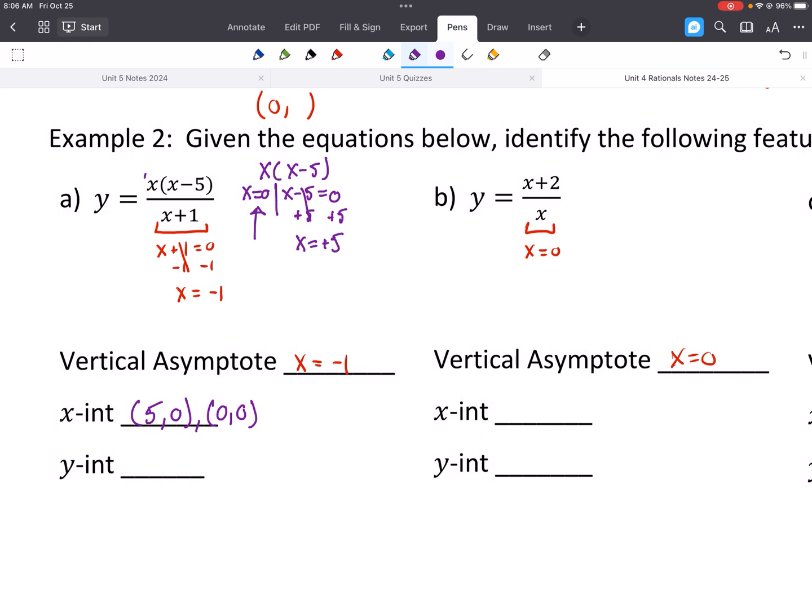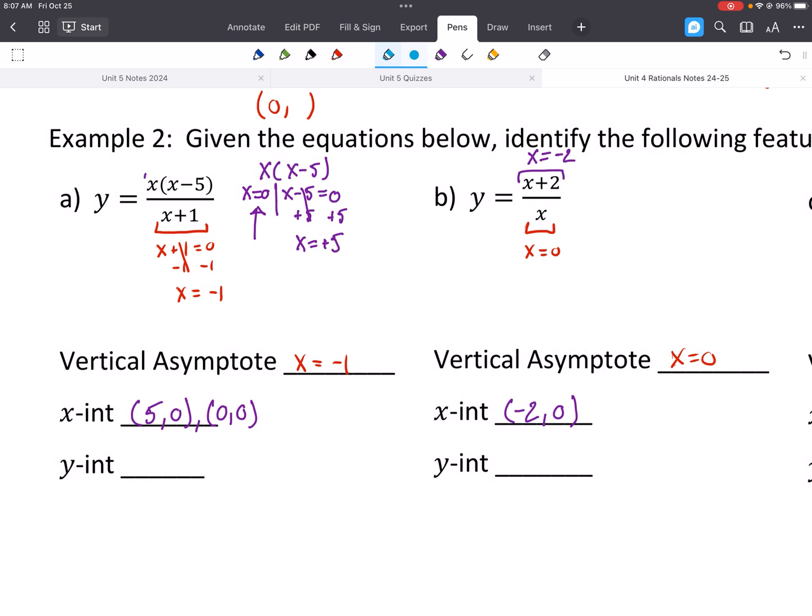So let's try the other one. What would make the top be 0? Well, x would have to be negative 2. So our x-intercept would be negative 2, 0. All right, then the last thing is we want to find the y-intercept.